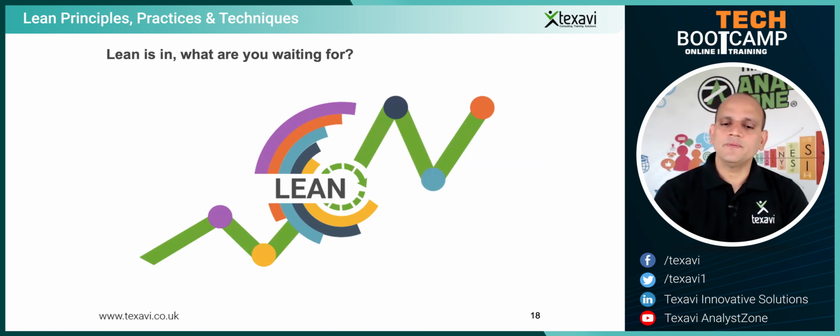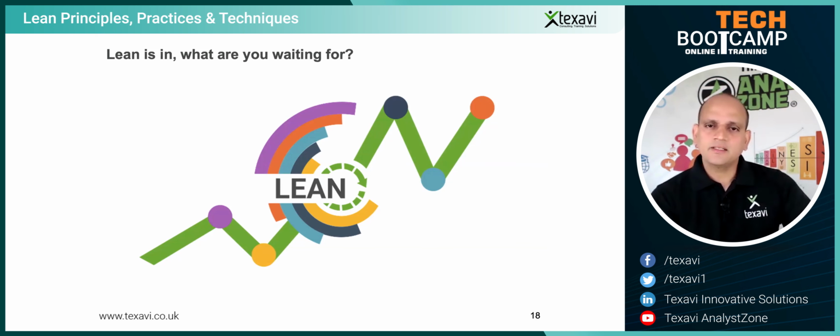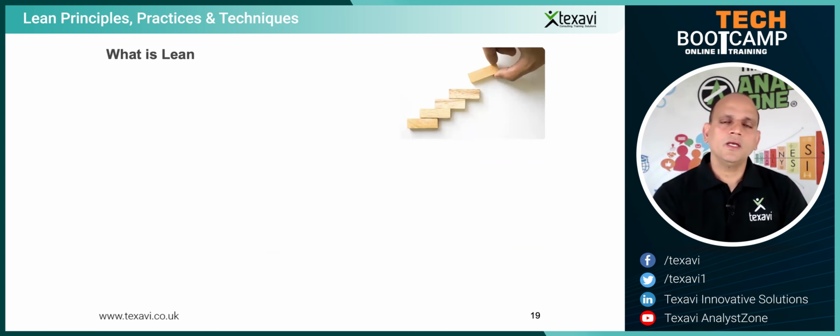And from there on, there was no waiting. From there, round about the late 1990s or even early 2000s, lean started slowly coming into software development as well. So in agile software development and product management, we use lean to a great extent.